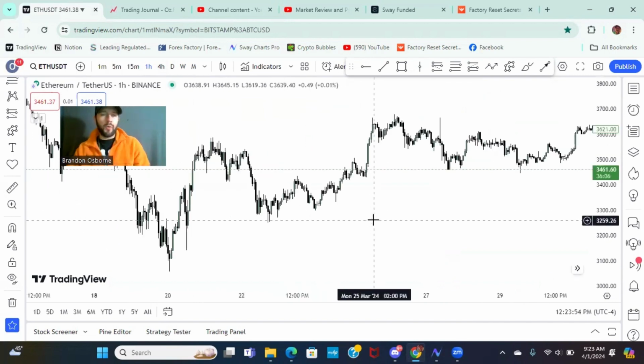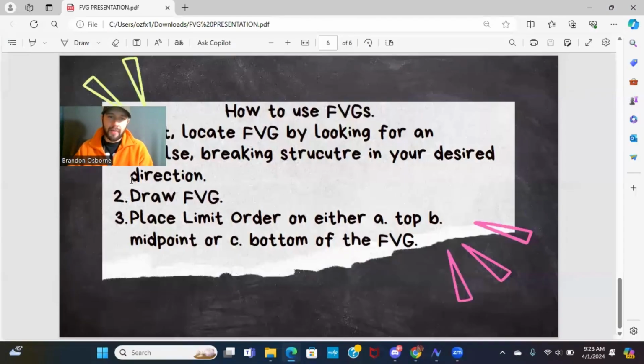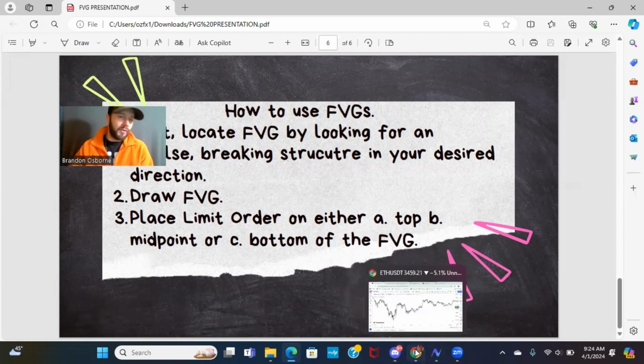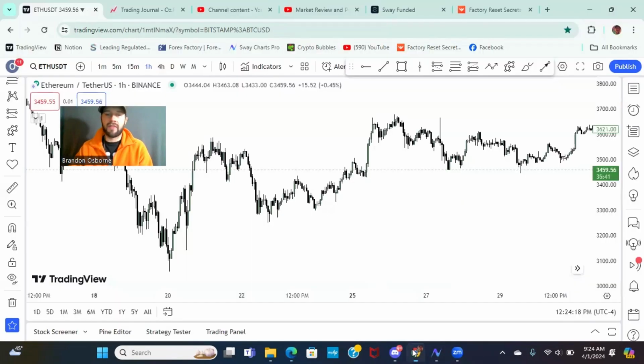So if you were going to use that list of steps that I just gave you, how would you use it? Well, what's step one? You locate a fair value gap by looking for an impulse breaking structure in your desired direction. So first, you kind of do need to know the desired direction. I guess that could have been first, but this is just strictly on how you use a fair value gap. So if you know that you're looking for buys, you're going to want to be looking for breaks of structure and impulses to the upside that leave behind a fair value gap.